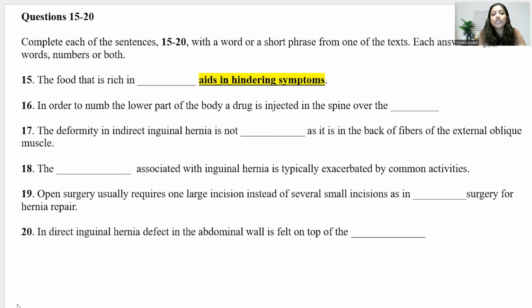19th one. Open surgery usually requires one large incision instead of several small incisions as in dash surgery for hernia repair. So identify the text, find out the answer. You need to find out the name of that surgery.